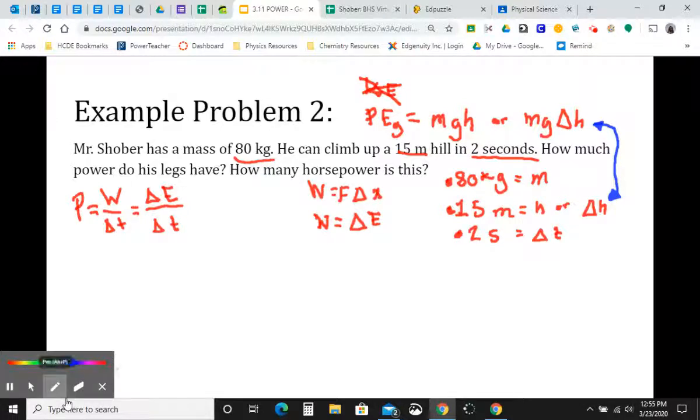Now it's time to start plugging things in. So let's go back to red here. Okay, so I'm going to rewrite this equation using what we know. So this is going to be potential energy, or sorry, power. This P is for power, equals my change in energy, but my change in energy is just my change in gravitational energy. So that's this mg delta h.